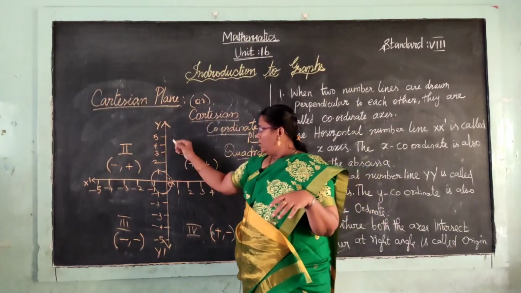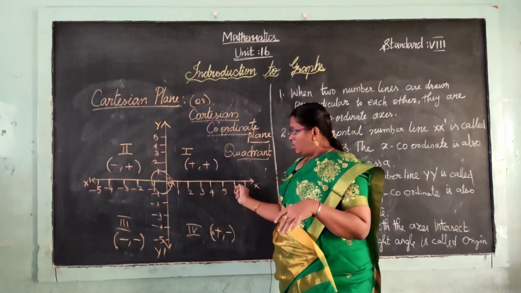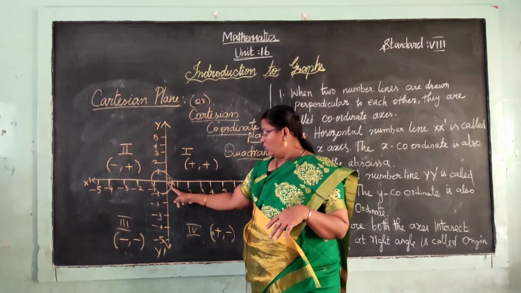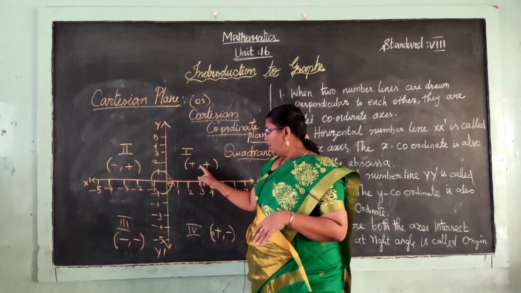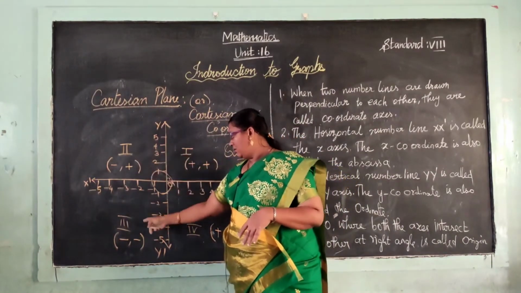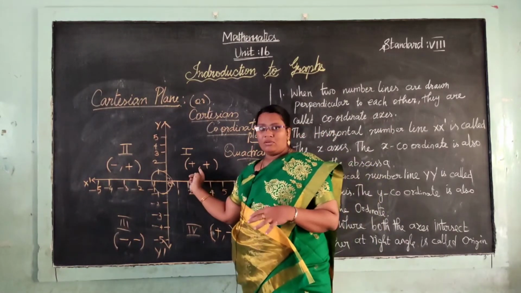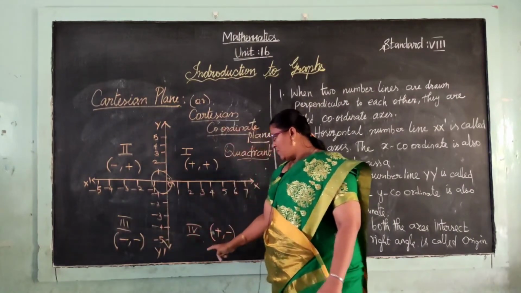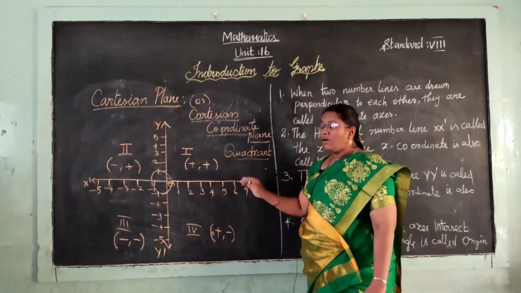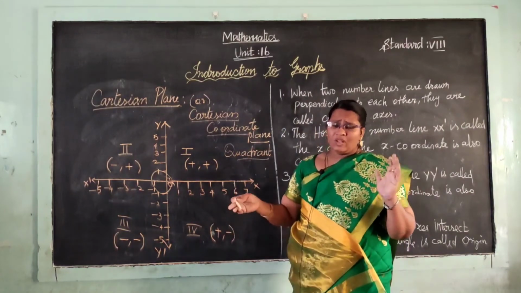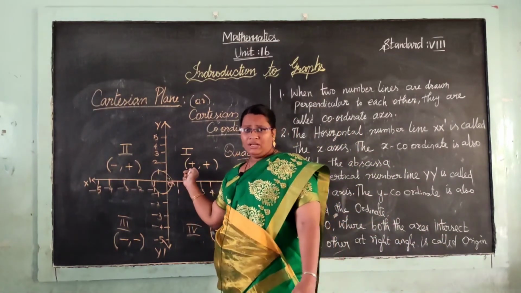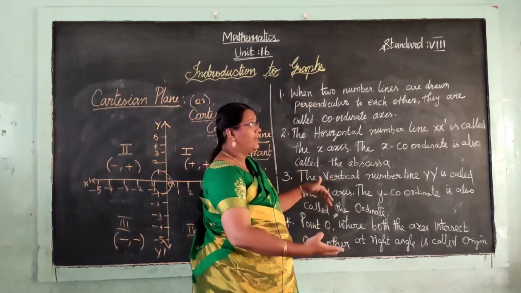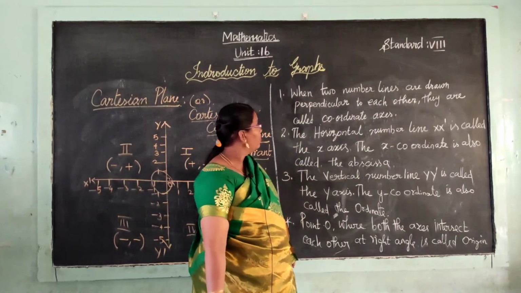Divide into two lines, which intersect each other at O, and it makes a right angle. Also you have to write the first, second, third, fourth quadrant, and also the signs of the coordinate points: plus, plus; minus, plus; minus, minus; plus, minus. These are all you have to draw on the left side of that graph sheet. And next, on the corresponding right side, you have to write these points.